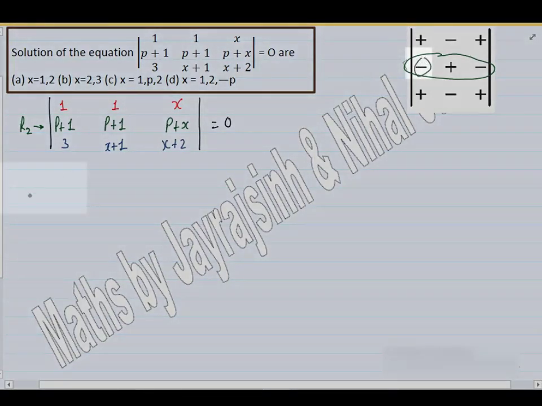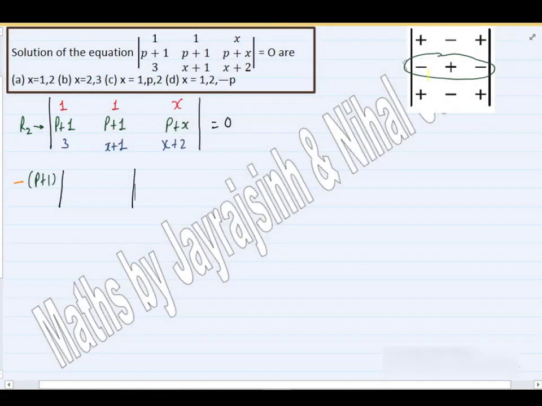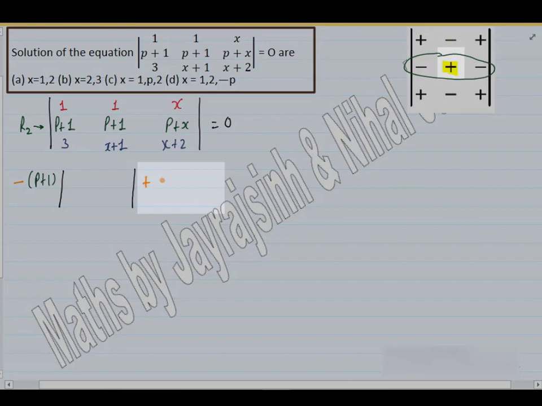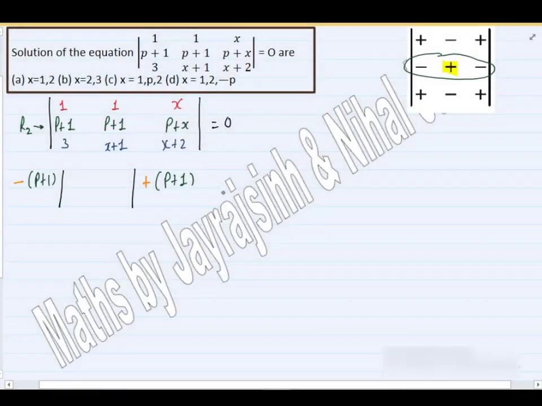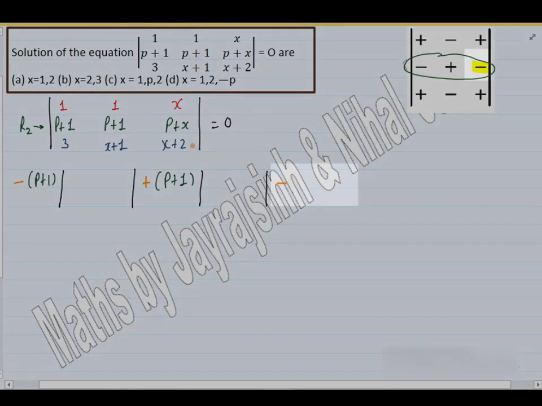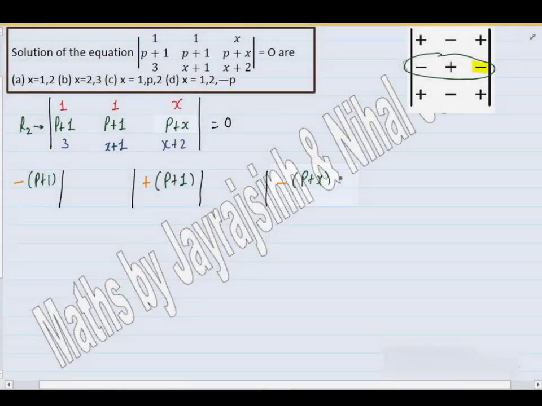The first sign is minus 1, so minus, and the first element is p plus 1. Then the sign of the second element is positive, so let's take plus, and the second element is p plus 1 again, and its determinant. And finally, the last sign is minus 1, so minus, and its element is p plus x with its determinant, equal to 0. Now without wasting time, let's fill its determinants.